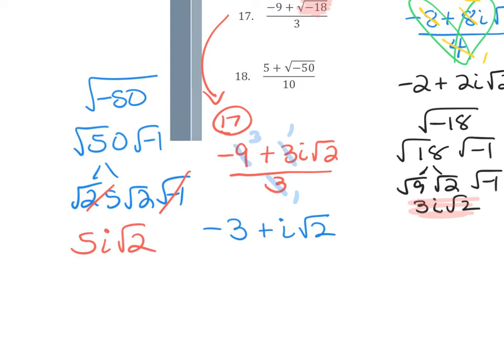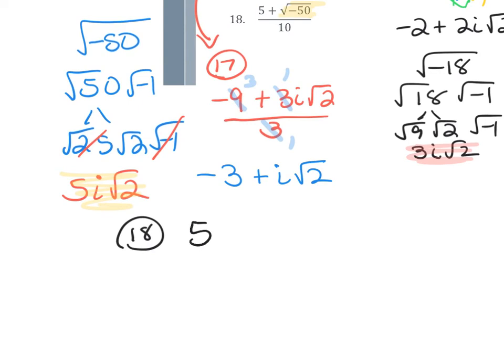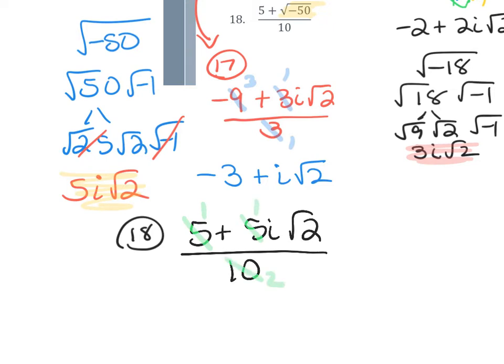Again, I'm going to replace the negative 50 with what I just got. So number 18, I have 5 plus 5i square root 2 over 10. I'm going to simplify now. This becomes a 1, a 2. Final answer, 1 plus 1i radical 2 over 2. You don't have to put the 1 in front of the i.